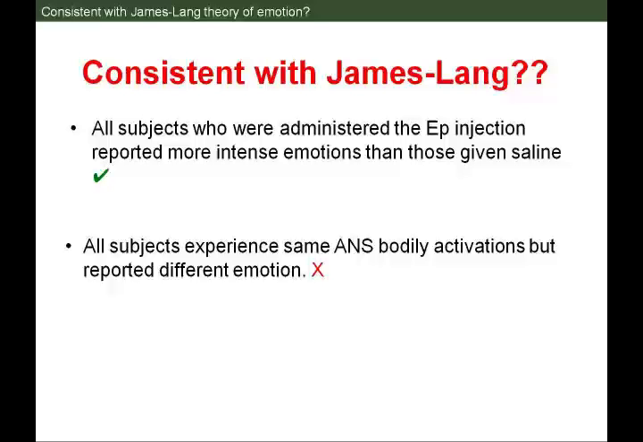You have the same exact autonomic nervous system changes because you controlled that as an experimenter, and they wanted that control by administering an epinephrine shot. And these autonomic nervous system changes, identical for both groups, were interpreted as two different emotions. Can you see that?